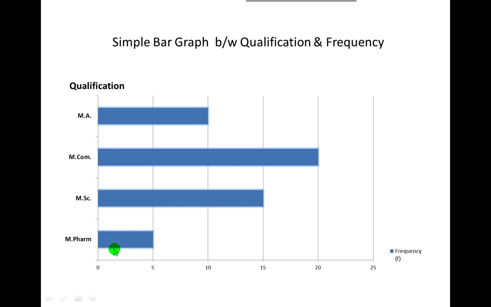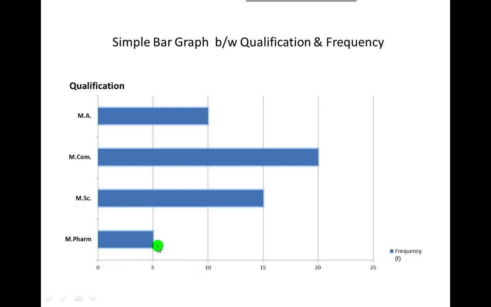Plot the bar for MPharm. The maximum value of MPharm is 5. So draw a bar from minimum 0 to 5, and after a small gap, the gap between the bars should be same. This is the most important thing, and the size or width of the bar should also be same. Height depends on the number of values, the frequency.